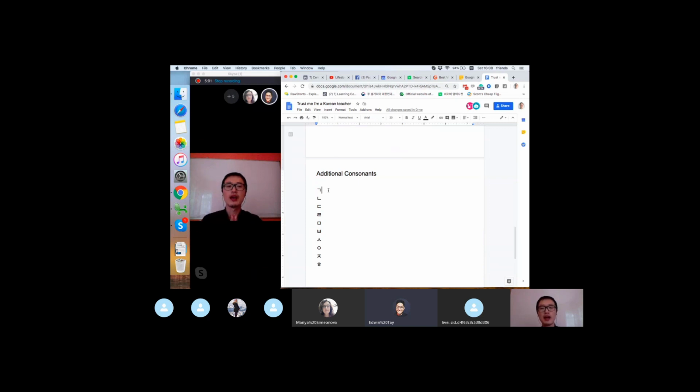And we have two types of additional consonants. Let me write here. The first one is the strong consonant. And we have the double consonant.